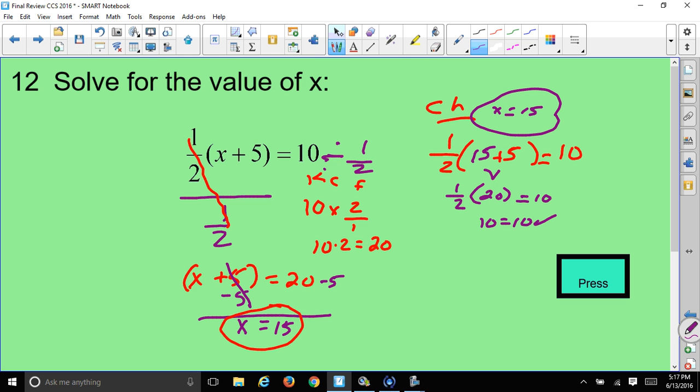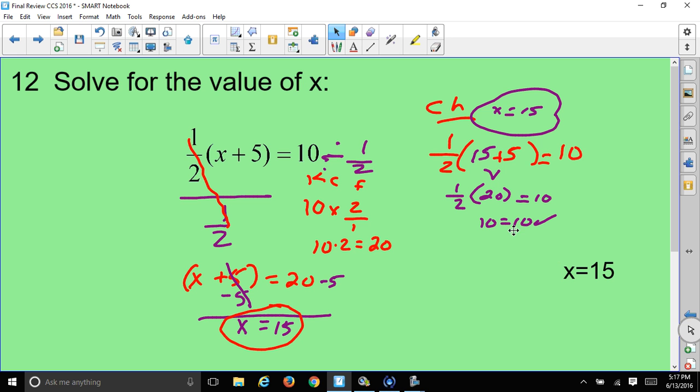So that was a nice example. I didn't distribute like we normally do, just to save us a little step in dealing with this. So sometimes you might want to divide by the fraction just to save yourself a little energy. All right, let's keep going.